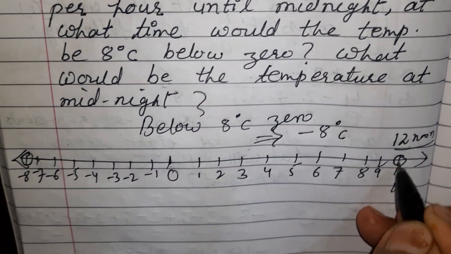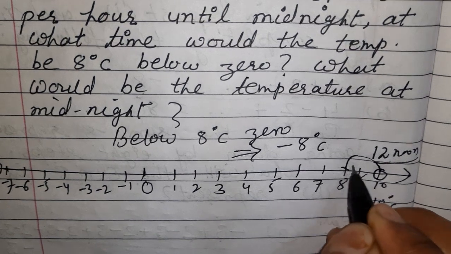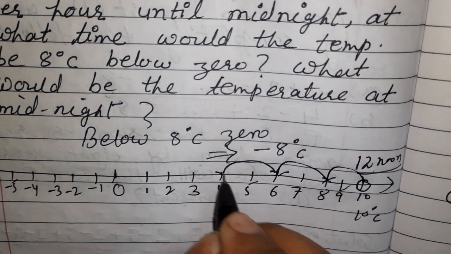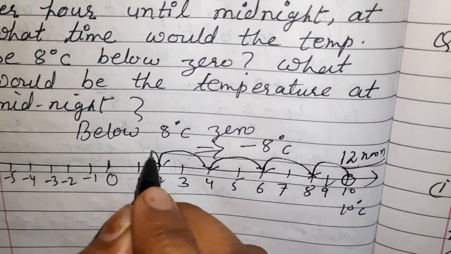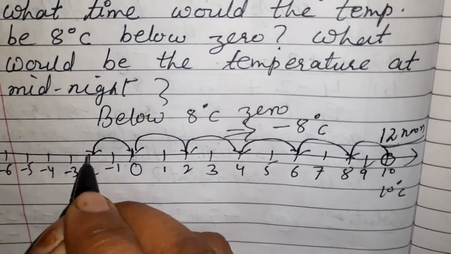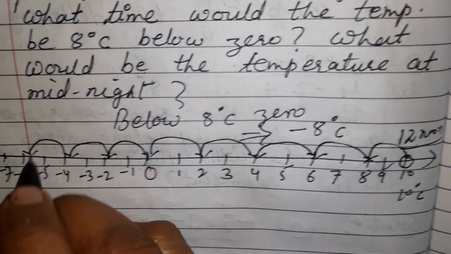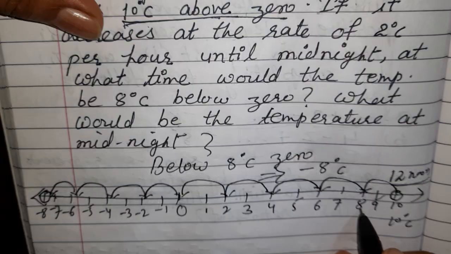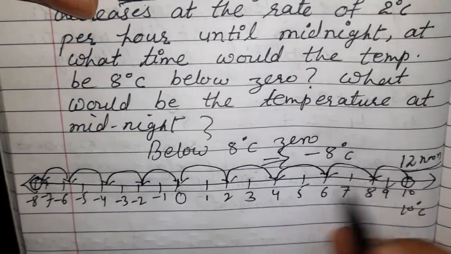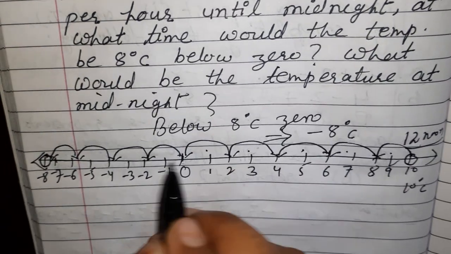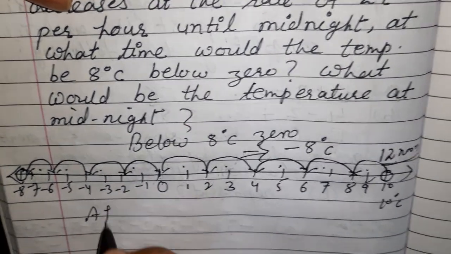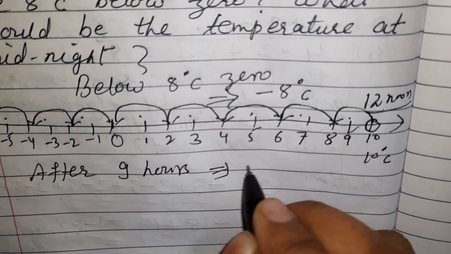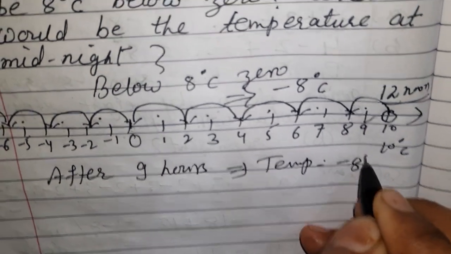So after 1 hour, from 10 we come to 8, one jump. In the second hour 6 degrees Celsius, third hour 4. This way you do this: 2, then 0, then minus 2, minus 4, minus 6, minus 8. Now see, after 1 hour what is the temperature? 8 degrees. Then second hour 6 degrees. Third hour, so how many hours? 1, 2, 3, 4, 5, 6, 7, 8, 9. So after 9 hours the temperature is minus 8 degrees Celsius.